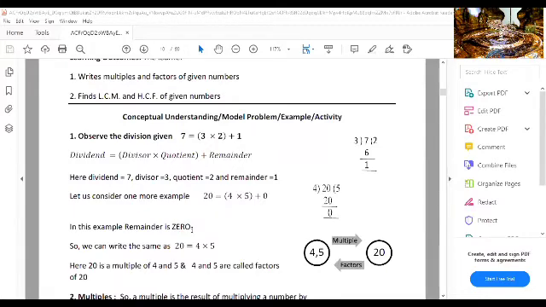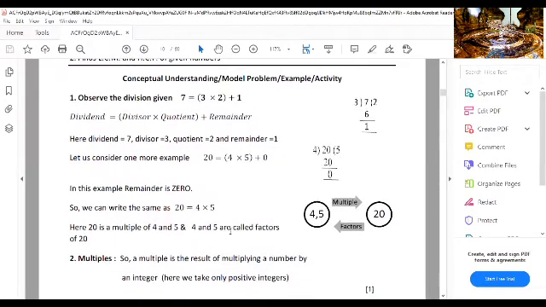Now, 20 is a multiple of 4 and 5. Yes or no? Now 4 and 5 are called factors of 20. Why? Because the remainder value is 0, which means 4 exactly divides 20. That means the multiples of 20 are 4 and 5, and 4 and 5 are called factors of 20.